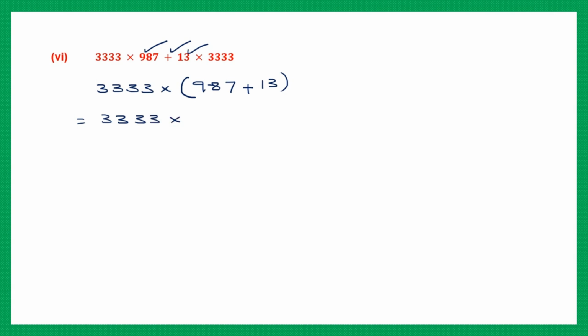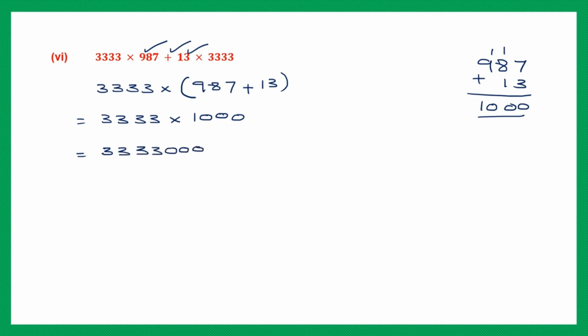3,333 into, now let's add up 987 and 13. 7 plus 3 is 10, carry 1, 8, 9, 10, carry 1, 9 plus 1 is 10. So we have 1,000. So now 3,333 into 1,000. So write this number first and then add the 3 zeros from 1,000. 1, 2, 3. Now place your commas. Your answer is 33,33,000. So we have used the distributive property to get our answer here.